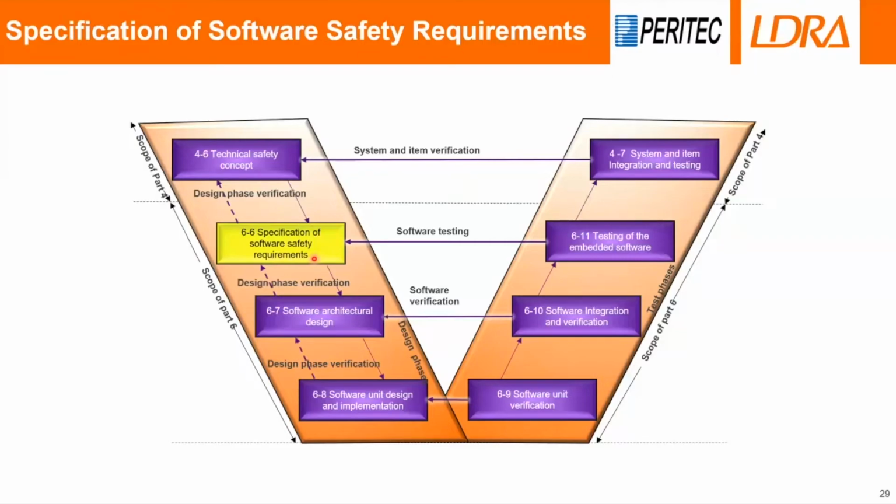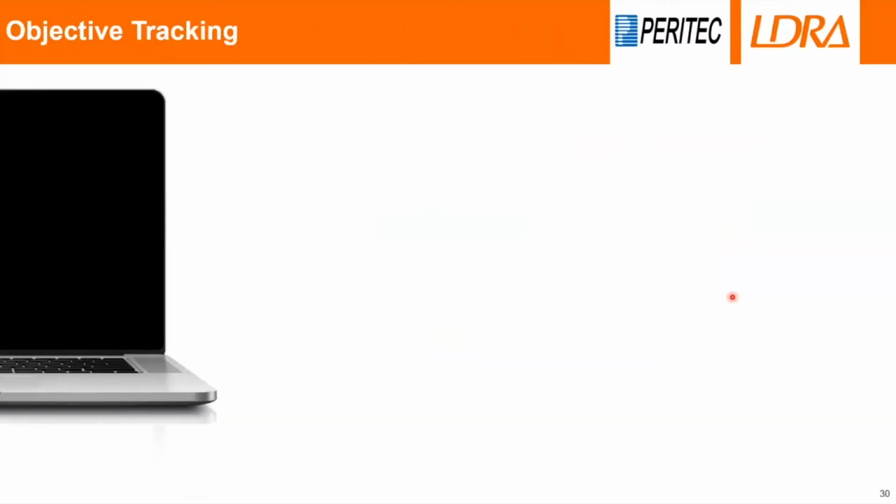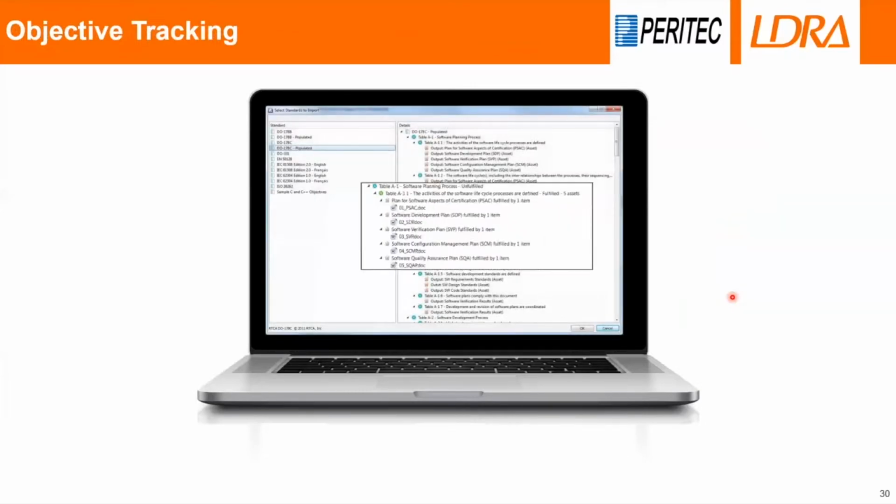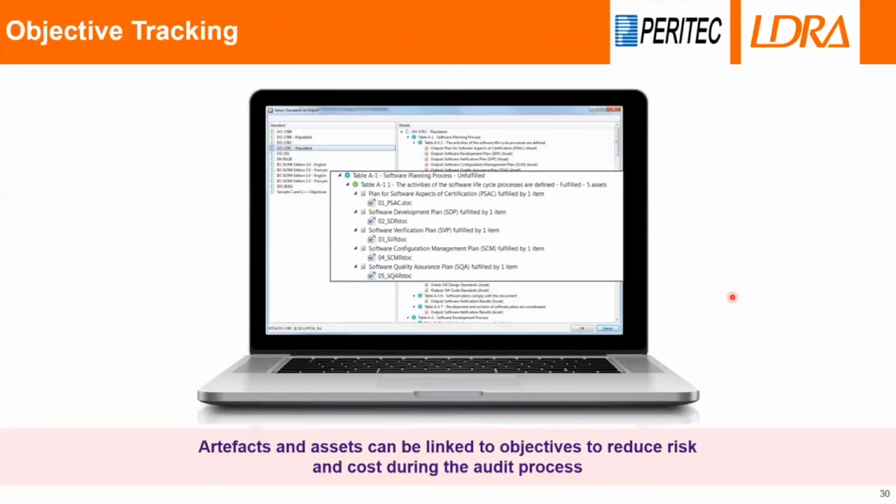So it includes the specification activity as well as the verification activity. Verification starts right from the requirement stage itself. So you have requirement verification, design verification, code level verification, unit testing, integration testing, and testing of the final embedded software. These activities need to be completed, and the objectives which are recommended by the process standards need to be fulfilled. So, artifacts and assets.